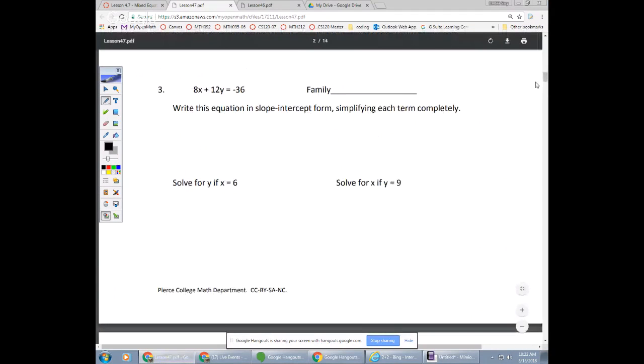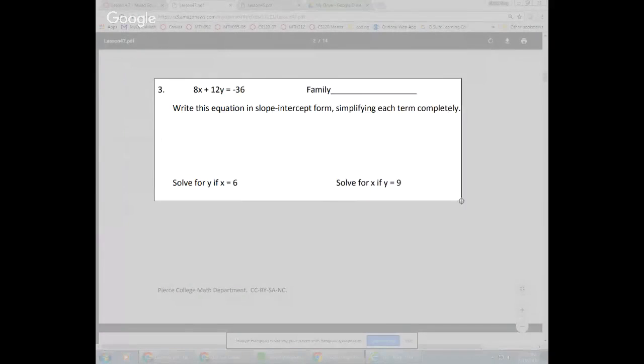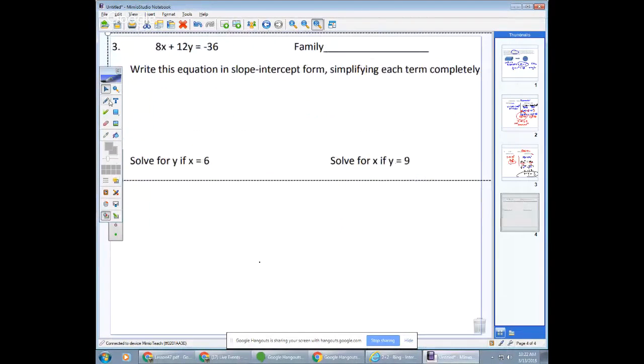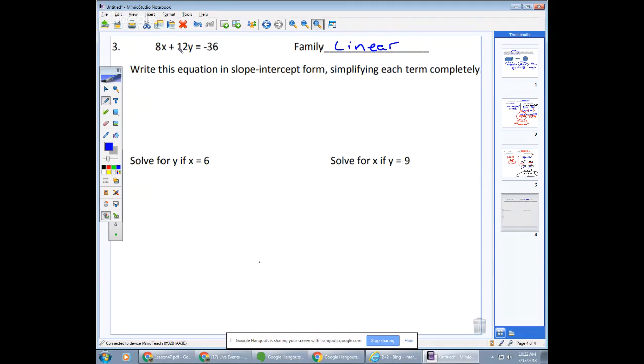Ooh, slow down there. All right, so we got a couple of questions on this one. As Emily pointed out, this is what we call linear, because there's no powers on x or y, and there's no squares. They're just x and a y. So write this in slope-intercept form. Slope-intercept form is my favorite way to write these equations. That's y equals m times x plus b.